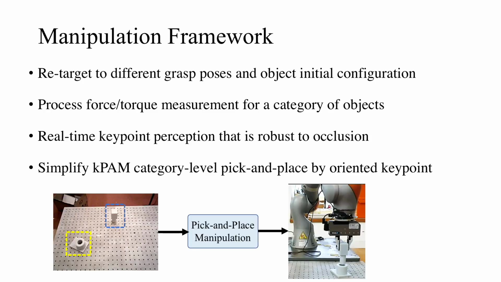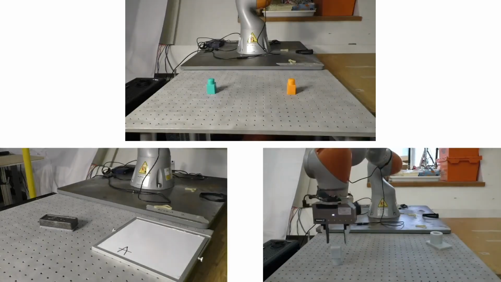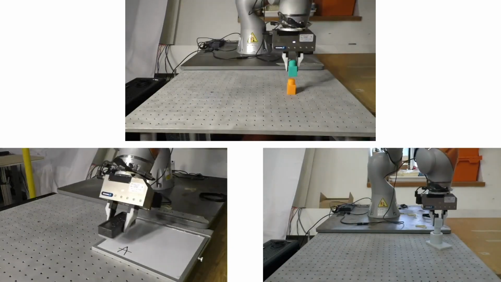Furthermore, although this work focuses on context-rich tasks, pick and place is used to singulate the object. Can we do pick and place with oriented keypoints? Could it be much simpler than the original KPAM? Please refer to our paper for more details. For the last minute, I will devote it to the video demo.